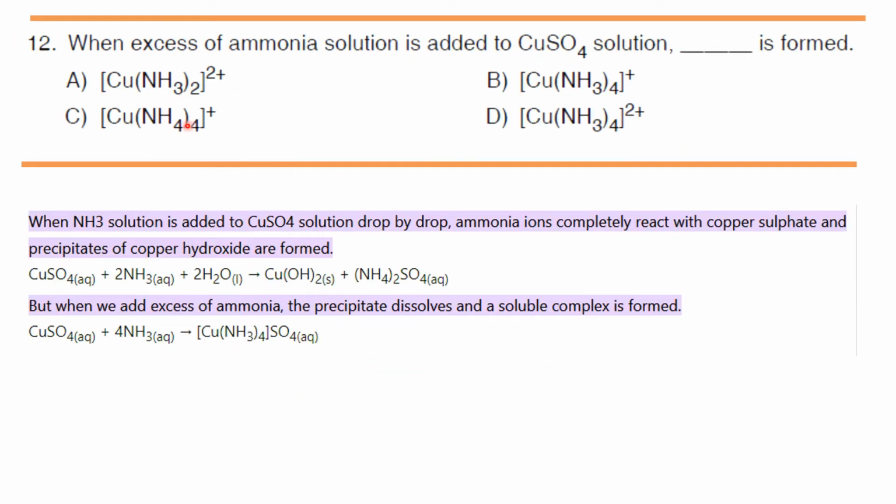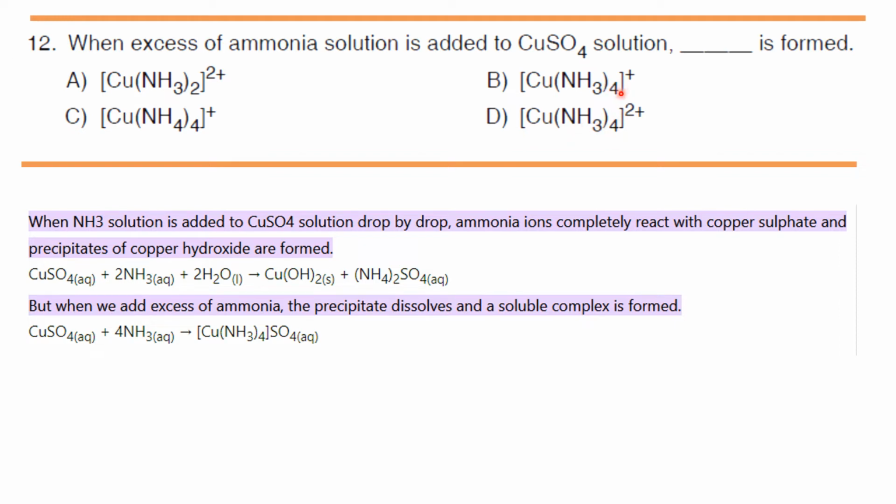Now let's have the second question of this video. When excess of ammonia solution is added to copper sulfate solution, dash is formed, and you are provided with 4 different options. So this is a complex containing 2 ammonia ligands, and this is a copper complex containing 4 ligands, probably having a tetrahedral type of structure. So here also you are having a tetrahedral type of complex, and here again you are having a tetrahedral type of complex, but the charges are different.